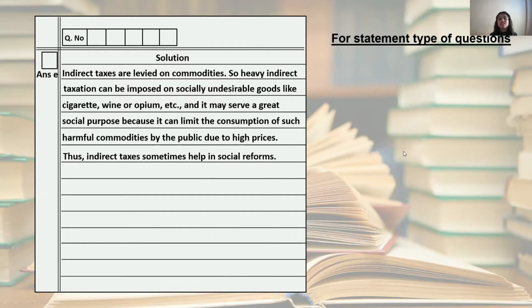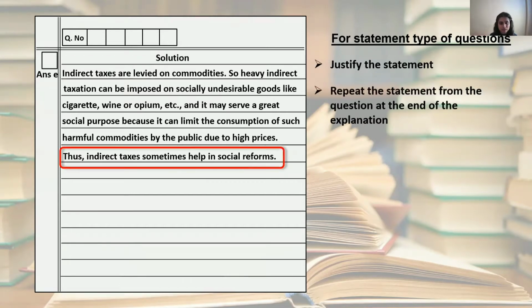So what are the things that you must keep in mind? How do you go about solving a sentence or statement and explaining the statement? This is how you will do it, right? Justify your statement. Whatever answer you write, it should justify why that statement holds true or why that statement you feel is wrong or false. So justify your statement.